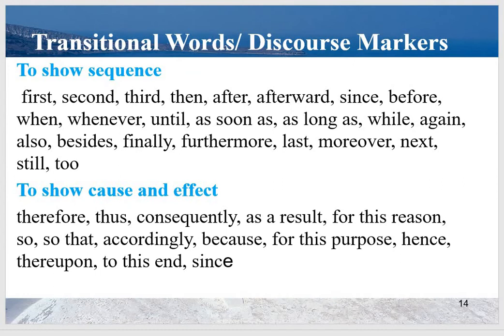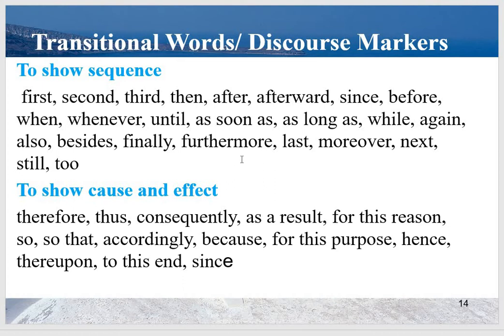Okay, transitional words or discourse markers are very important to create coherence and cohesion in a paragraph. You must use them. If you use them, your writing is academic writing. If you do not use them, your writing is not academic writing. To show sequence, I have mentioned 10 to 12 words, but it's necessary to memorize only 3 to 4 words. At the first step, you should memorize 3 words, then next time memorize 2-3 words more. In this way, you would be able to memorize all the words.